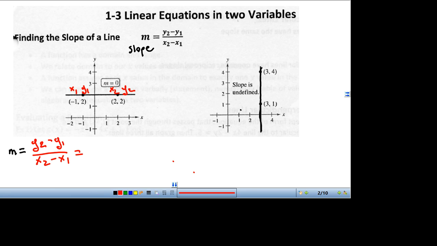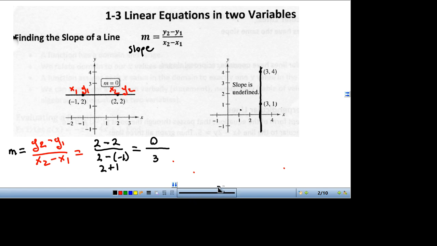And what I'm going to do, and I say it all the time, plug it in. So I got 2 minus 2, and I have 2 minus, oops, I put that in way too soon. 2 minus negative 1. So 2 minus 2, well, that gives me 0. Minus a negative 1, that means plus 1.